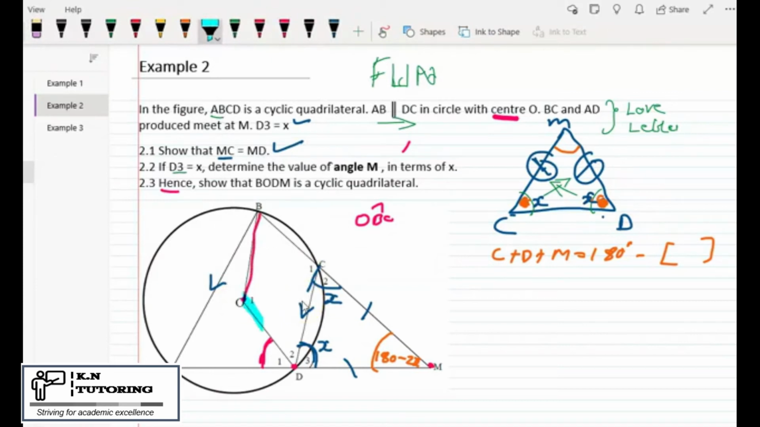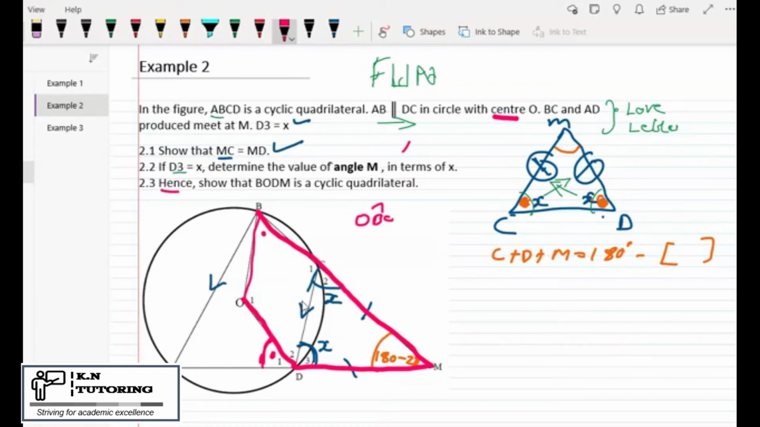Let me redraw again. What is going on? Things are being deleted and colors are being changed. I don't know what's happening. So this is the imaginary cyclic quad that we need to prove. The option of me proving that this angle is equal to that is out.